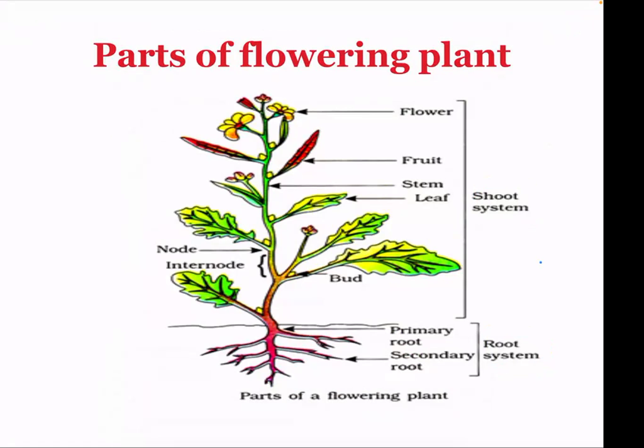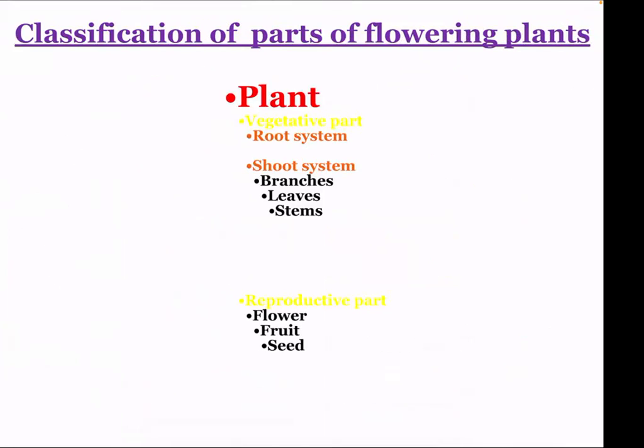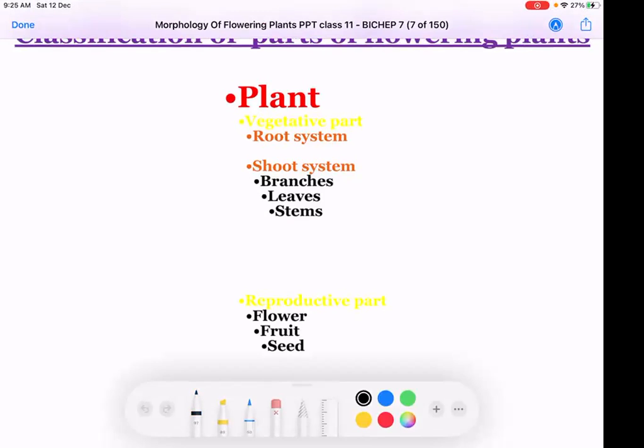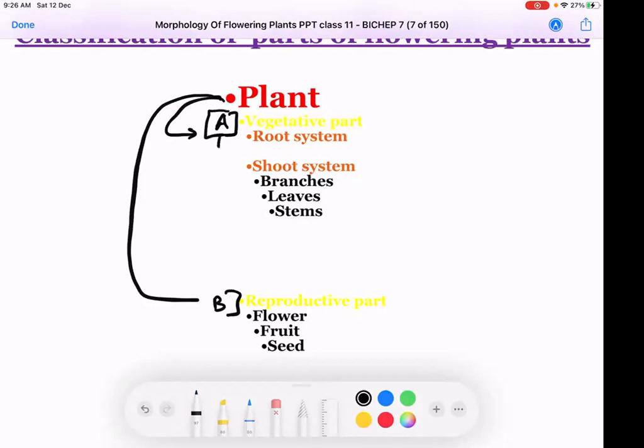So this is the classification of flowering plant, and in that various parts, as I have told you about the various parts of the plants. So the basic parts are two: A, vegetative parts, and B, reproductive parts. Vegetative parts are further classified into root system and shoot system.